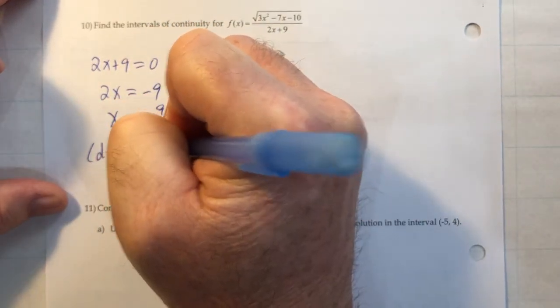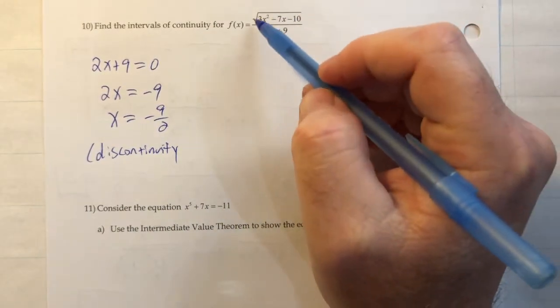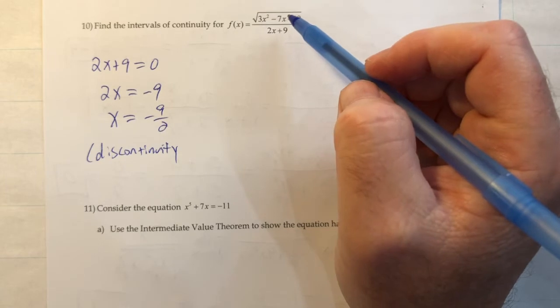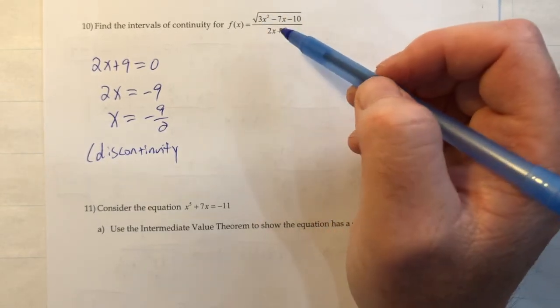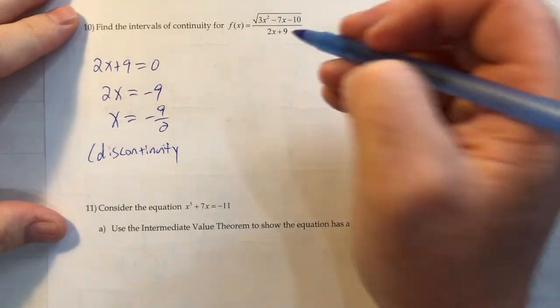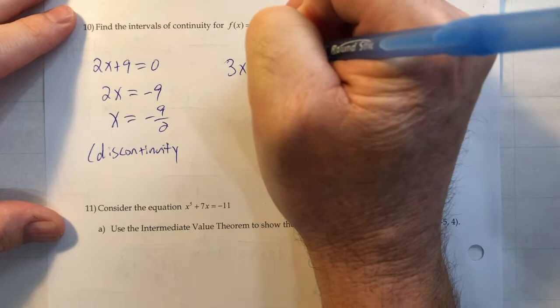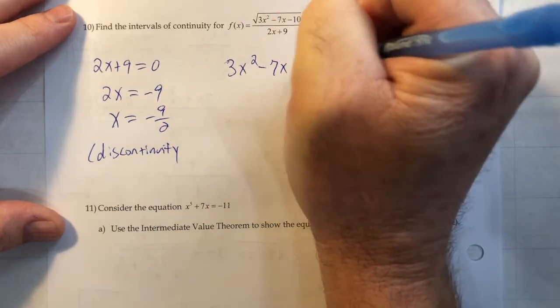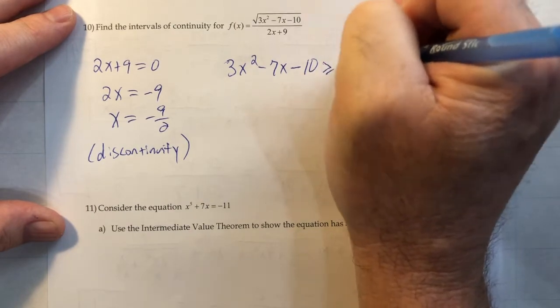And then we've got a polynomial underneath a square root. So that is going to be continuous as long as it's not a negative for the polynomial. So to think about where the polynomial is greater than or equal to 0, we would write that down. 3x squared minus 7x minus 10 is greater than or equal to 0.